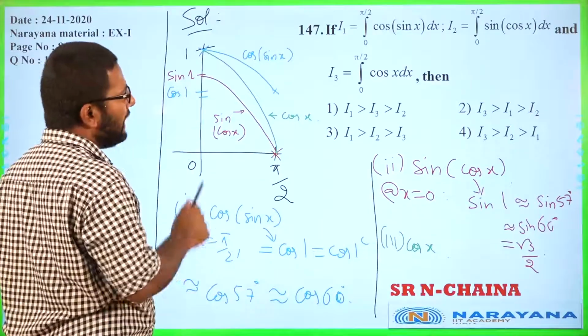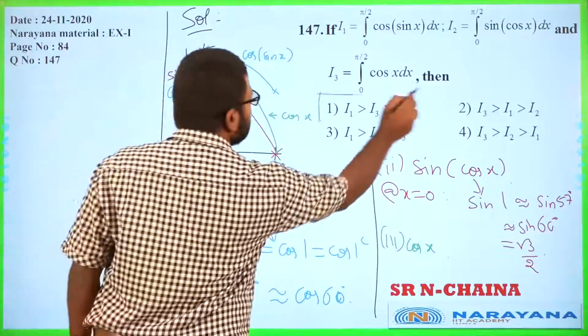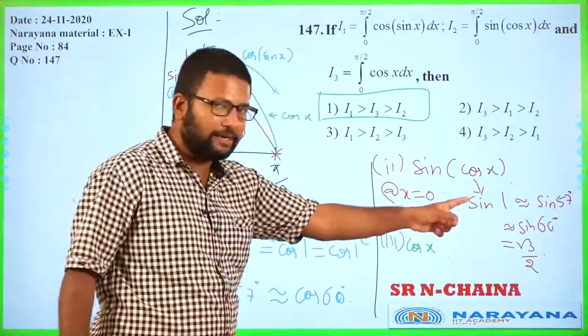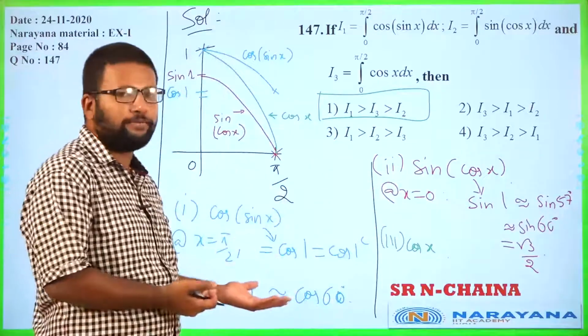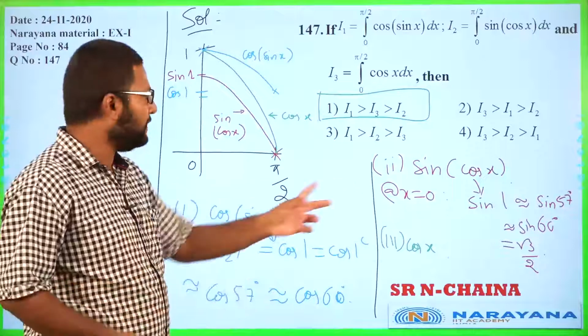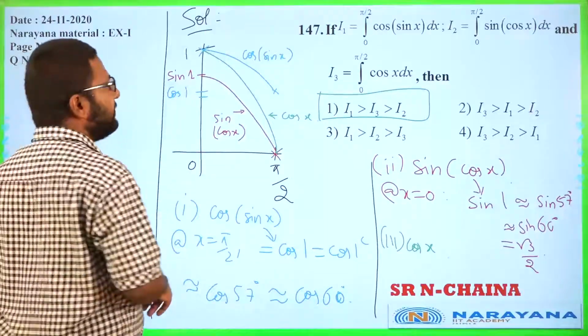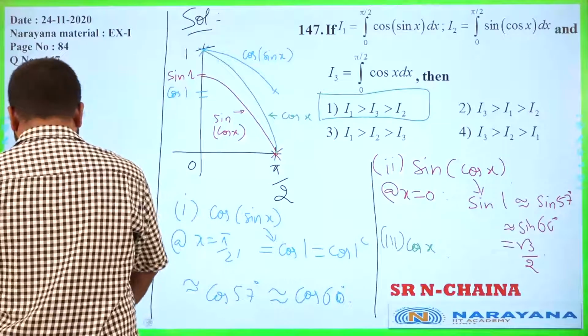Where do we have that? I1 is greater than I3 is greater than I2, it's the first option itself. Done, right? All of this can actually be done mentally. Right now I am writing for you to understand, but all of this can be done mentally. This graph has all the information you need. All right? Okay, fine. Let us proceed.